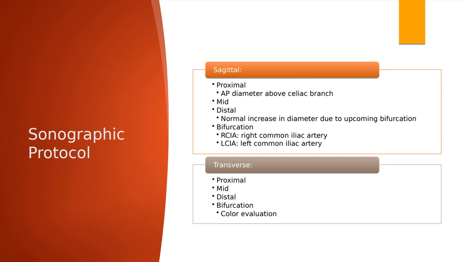That can be tricky because that is a normal thing. It's normal to have an increase in the diameter right before the bifurcation, but you want to make sure that it is not an aneurysm, which we will talk about in 2 or 3 slides. So just hold on with the term aneurysm.